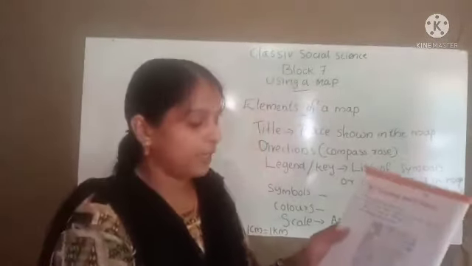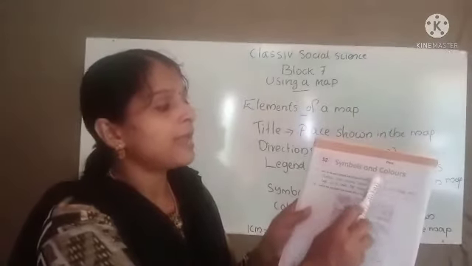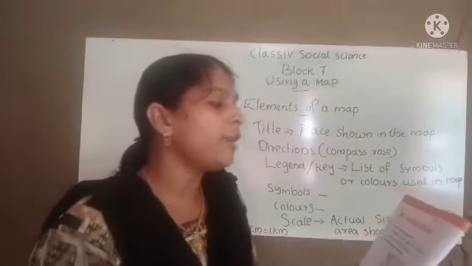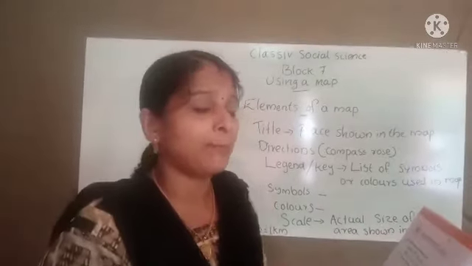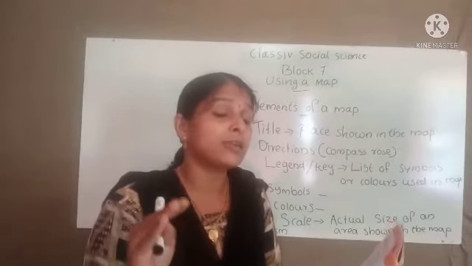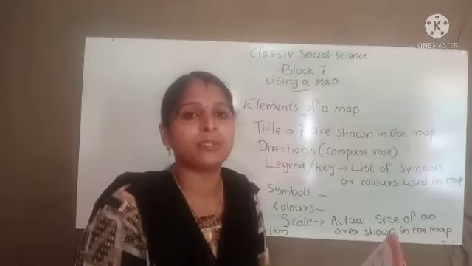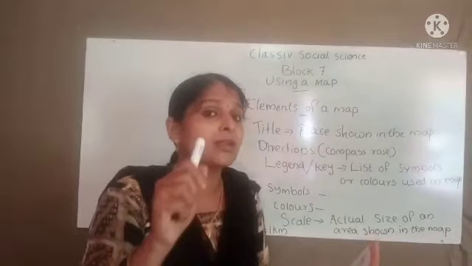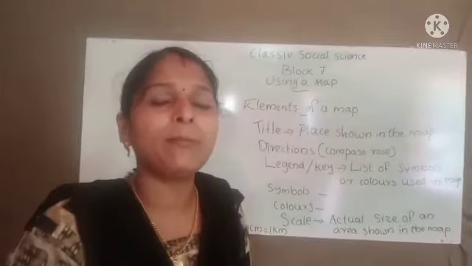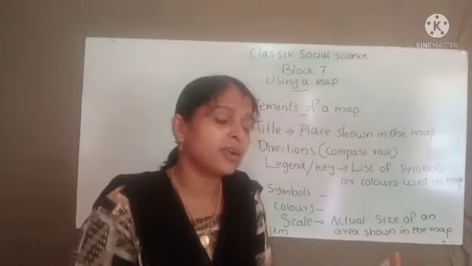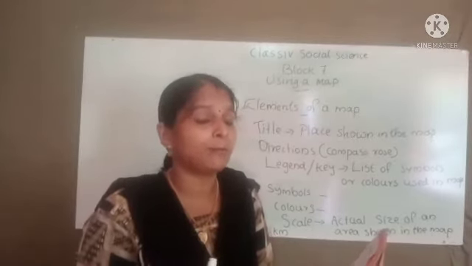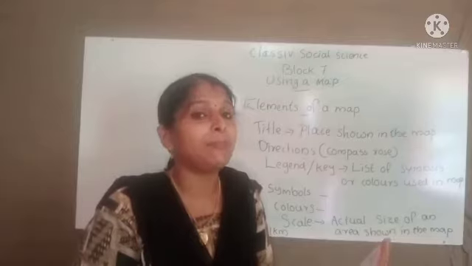Yes, workbook page number 40. Symbols and colors. Why do we need symbols and colors in a map, children? Yes, the symbols and colors reduce text on the map. It will reduce the writings on the map and it helps us to read the map easily. Symbols and colors reduce text on the map and it helps us to read the map easily.